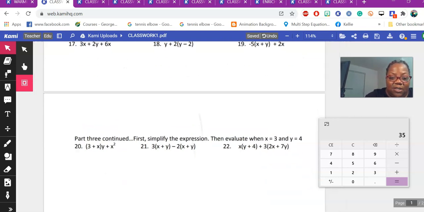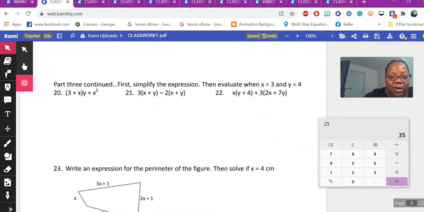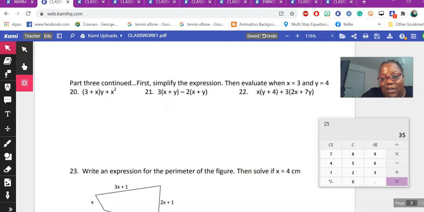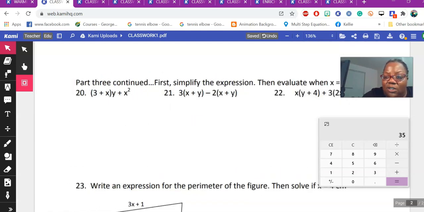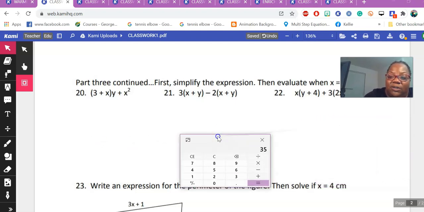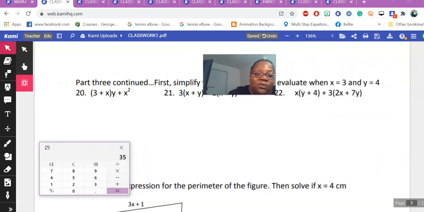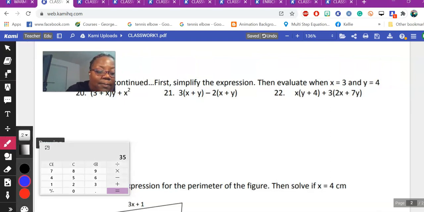Let's see what else is on this page. Okay, part 3 continued. You still have more of the same thing, okay? So, let's take a look at number 22, though. Let's do that one, just for kicks. Move my calculator over here. Move myself over here. Here we go.